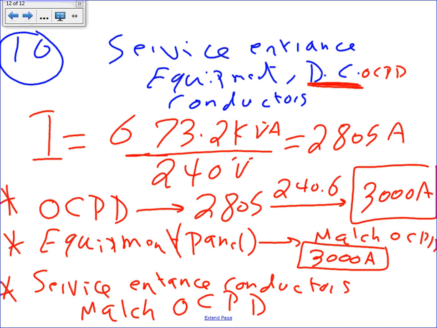So first we size the overcurrent protection device. From the overcurrent protection device, we decided the panel size, that I need a panel of 3,000 amp based on the overcurrent protection device. And then I need a set of conductors that can carry 3,000 amps. We're going to go in the next step, guys, and size that.